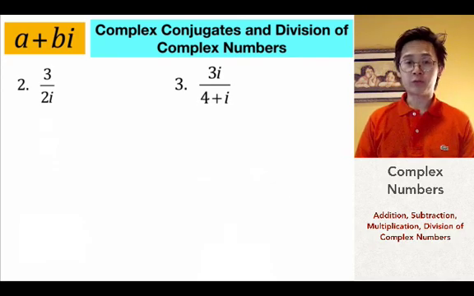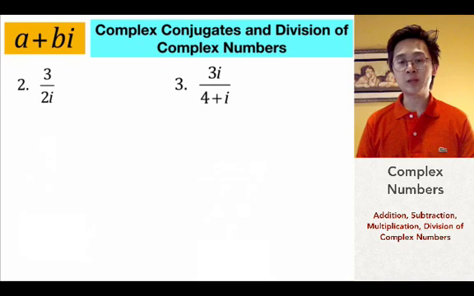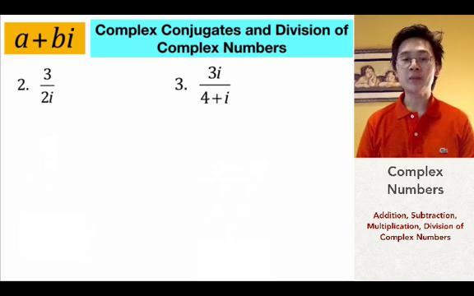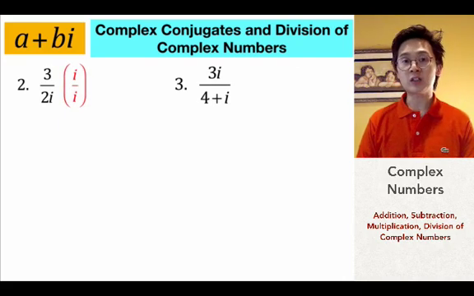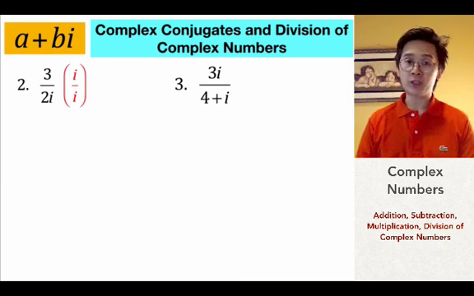Now for problem number 2 and for problem number 3, notice that the denominators are different. For problem number 2, we only have the imaginary part, and for problem number 3, we have a complete complex number. Now, rationalizing or dividing a complex number similar to number 2 will be a lot simpler than problem number 3. So to be able to rationalize or divide 3 all over 2i, all we have to do is to multiply the numerator and the denominator by i. So we don't need to consider the complex conjugate of the denominator anymore. So every time we are dividing by an imaginary number without the real part, we are simply multiplying the numerator and the denominator by an i.